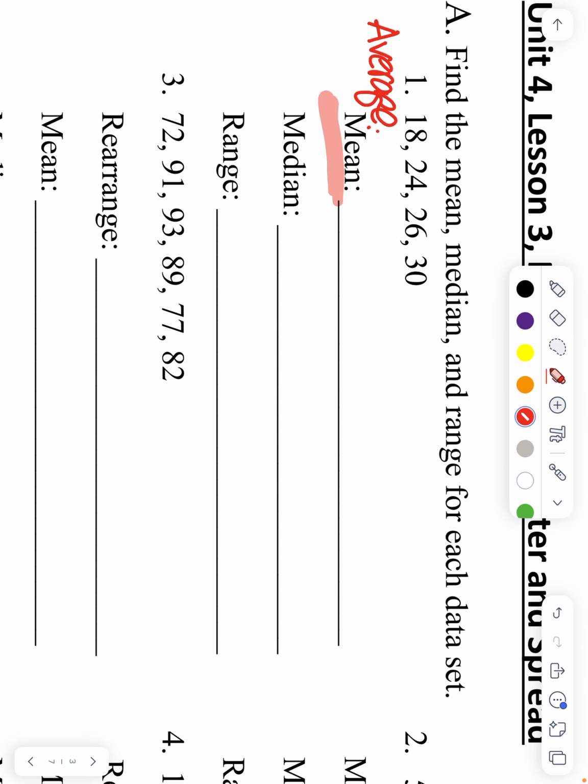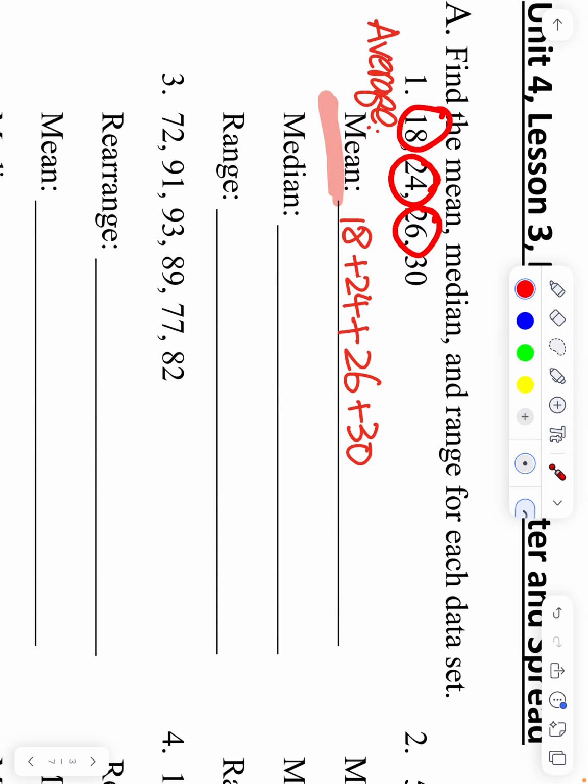How do I find the mean of these 4 numbers? You add all those numbers together: 18, add 24, add 26, and then add 30. You have 4 numbers, so we add all of them together and then divide by 4. Use your calculator.